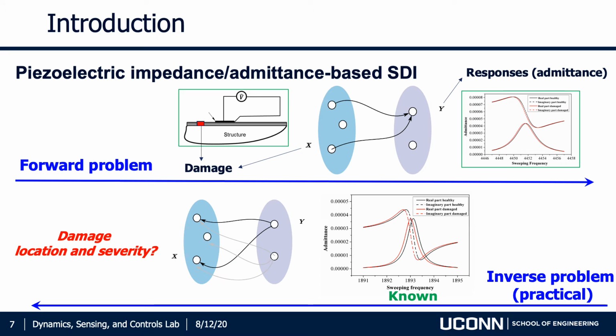So now we know that if we introduce a damage into the host structure, we can use the finite element method or experiments to measure or observe the responses of admittance. But as we know, in practical engineering, we can only get the responses, but do not know where the damage is and the severity of damage. So this is the inverse process. With all this in mind, we now give our summary of motivations.